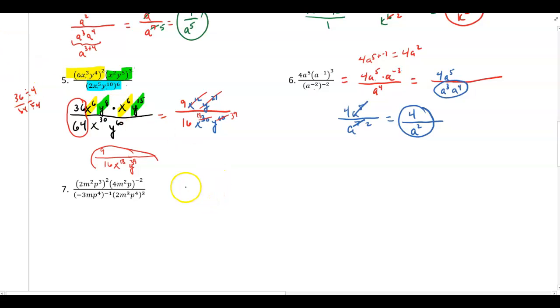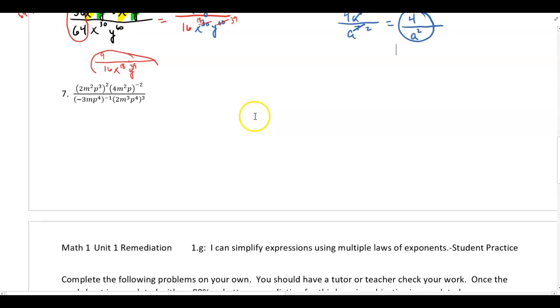Now this last example, right? This can kind of get chaotic, but I'm going to raise everything here to the 2nd power. 2 to the 2nd power is 4. M to the 2nd is m to the 4th. P to the 6th. So I've simplified this.